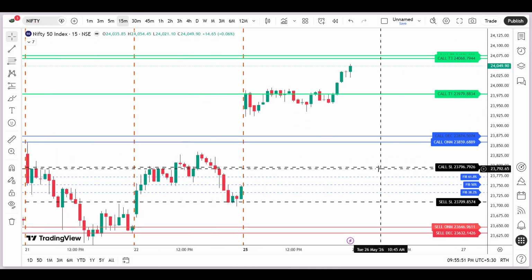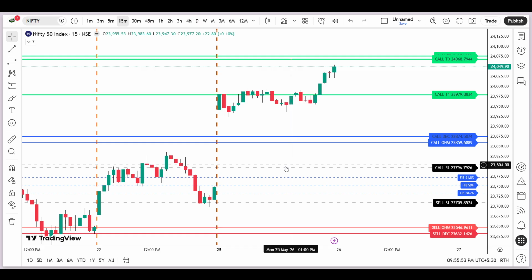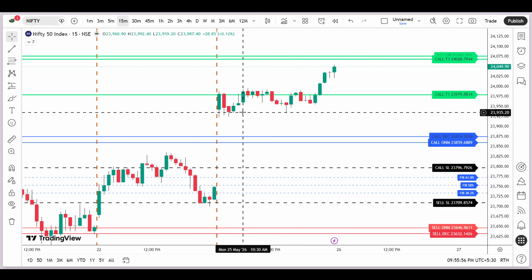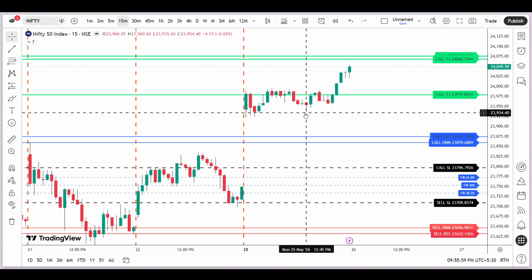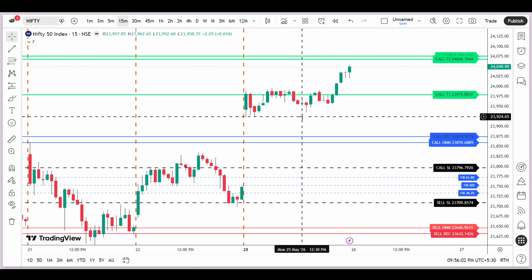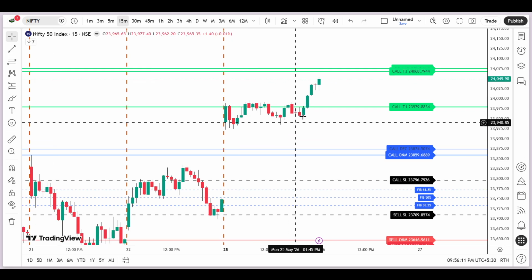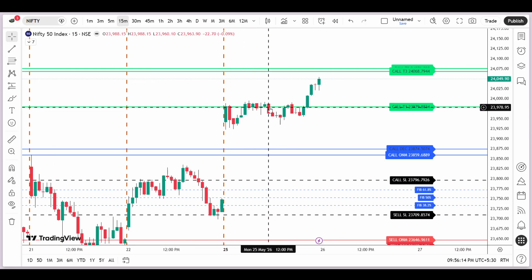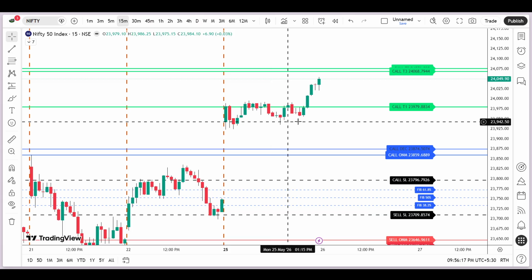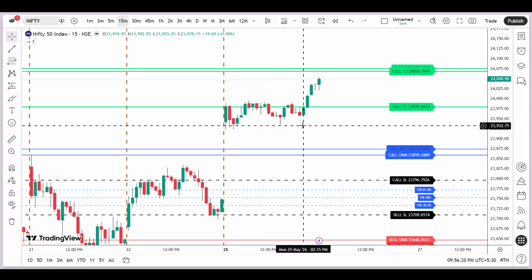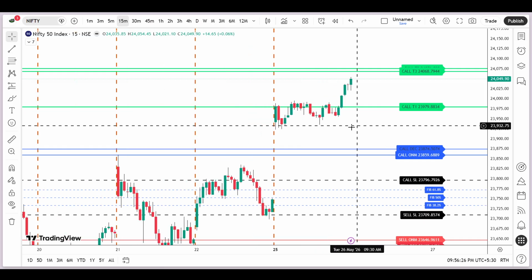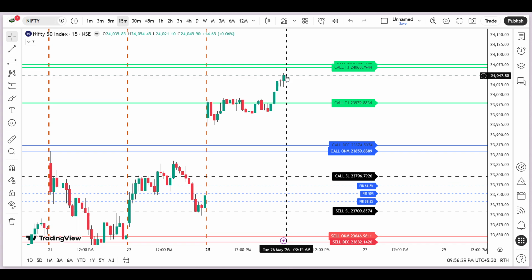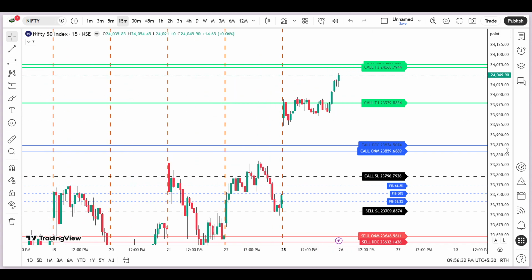And see here also, same logic. If the market opened on a gap up, then we need to mark the 30 minutes high and low, and based on that we can take entry. Now if you see, it's trying to sustain but it came down here. It has taken support here, and then it has rallied on intraday.